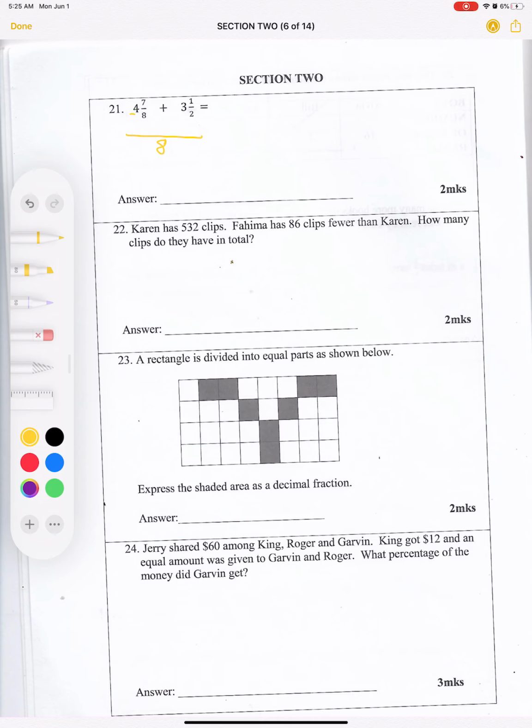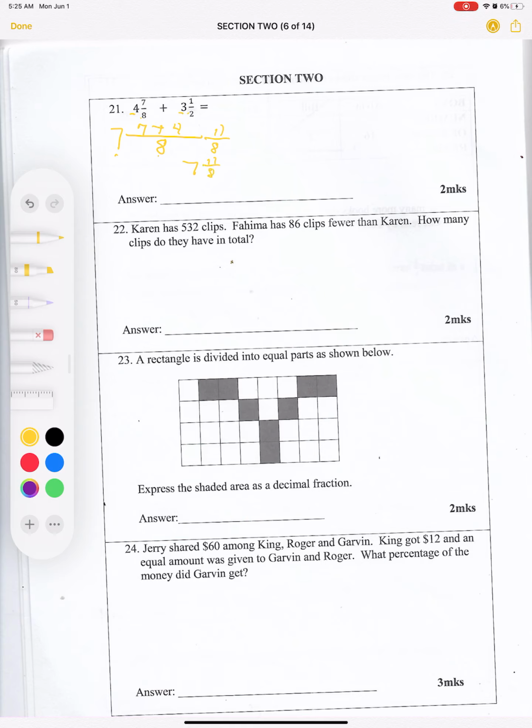Add the whole numbers. 4 plus 3, 7. So remember, we have the 7 waiting there when we get our answer. 8 into 8, 1, 7 is 7. 2 into 8, 4. 4 ones are 4. 7 plus 4 equals 11 over 8. So, hold on, I know. We have 7 and 11 over 8.